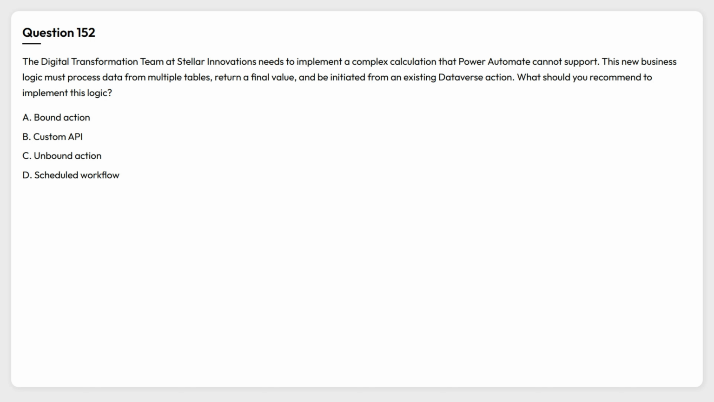Option A, bound action. Option B, custom API. Option C, unbound action. Option D, scheduled workflow. The correct answer is option B, custom API.